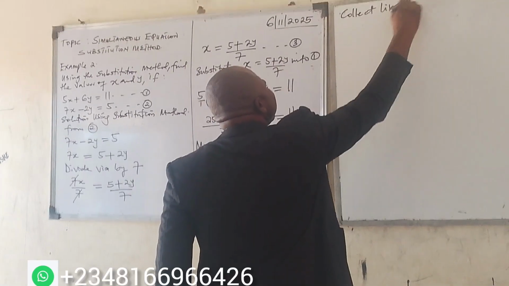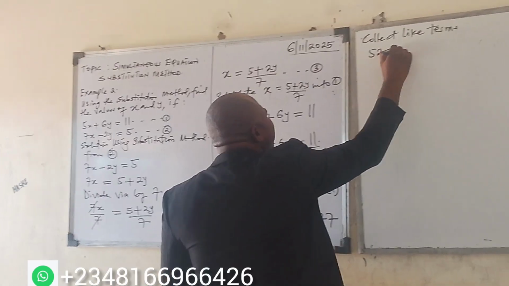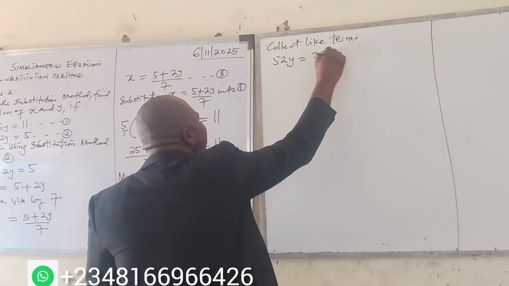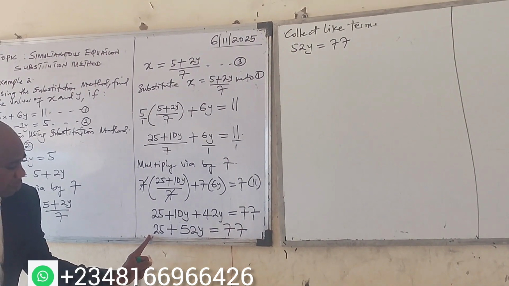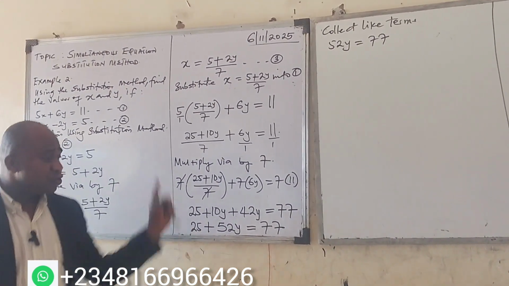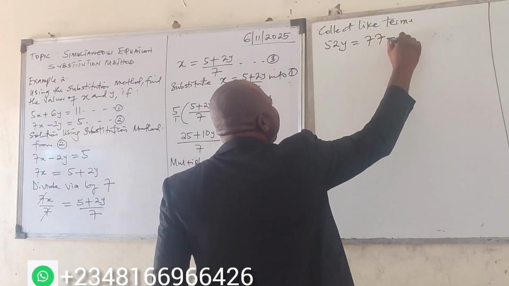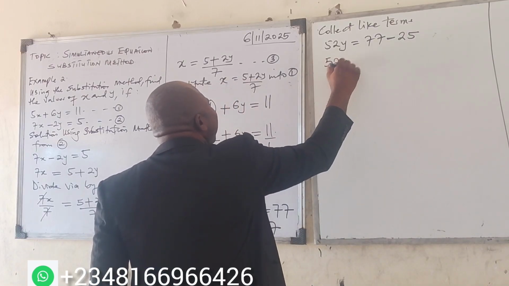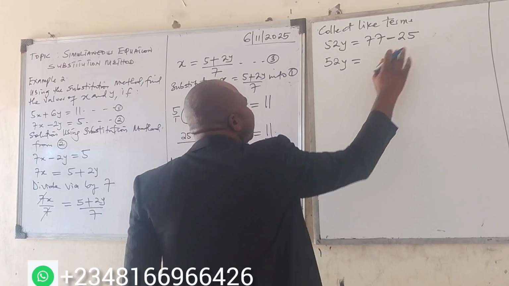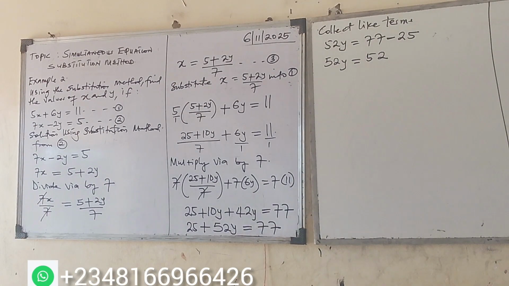Collect like terms. Now when you collect like terms, we have 52y will be equal to 77. Now remember this 25 here, there's no sign here, this is plus. It means it's a positive value. So when you take plus to the right hand side, it changes to minus. So here we have minus 25. So it means 52y will be equal to 77 minus 25, which is 52.